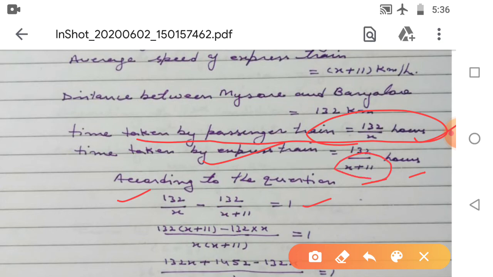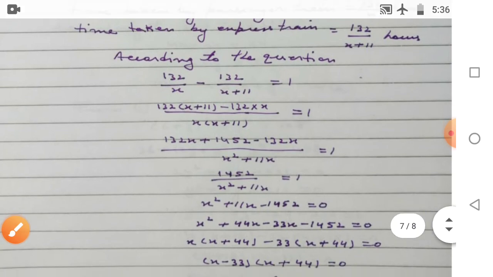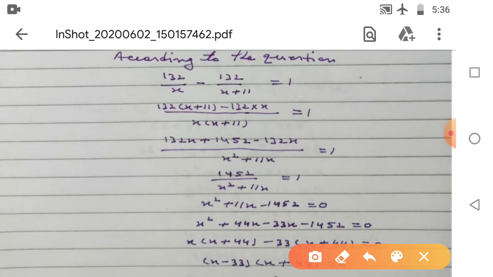So, here it is x plus 11, so the time will be less by 1 hour. So, this time minus this time is equal to 1. So, 132 upon x minus 132 upon x plus 11 is equal to 1. Now, you can take the LCM as x into x plus 11. So, when you take the LCM, it becomes x plus 11 into 132.